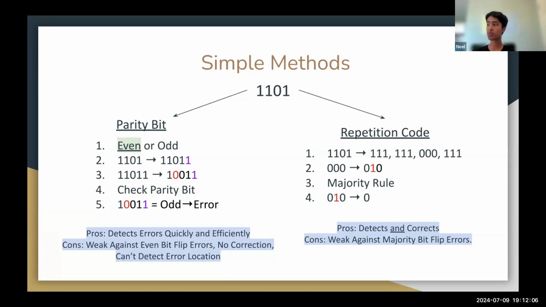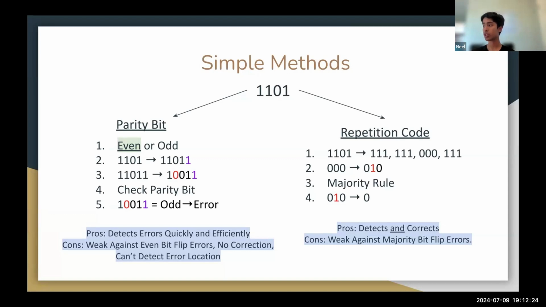The pros of the parity bit method are that it detects these errors quickly and efficiently, as it only has to check if the parity bit matches with the bit string information. While the cons of the method are that it is weak against even numbers of errors, where the parity of the string of numbers would not change.